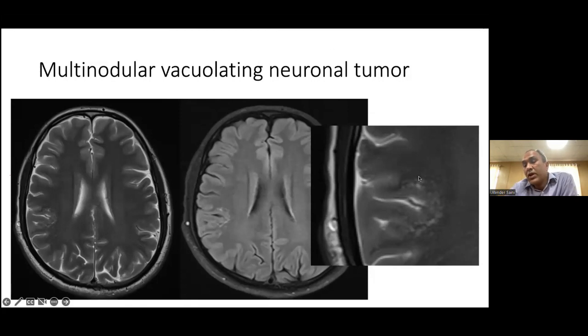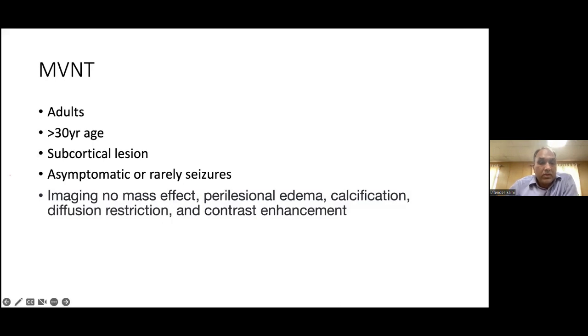No need to worry about them because usually they are asymptomatic. Very rarely a patient can have seizures, and nothing needs to be done. But I have seen some patients getting operated for these lesions because they were not correctly identified or diagnosed. So we must remember this entity. If this kind of lesion is present, no need to do anything. These are usually in adults more than 30 years of age, subcortical location, usually asymptomatic. And on imaging, there's no mass effect, no edema, no calcification, no diffusion restriction, and no contrast enhancement.